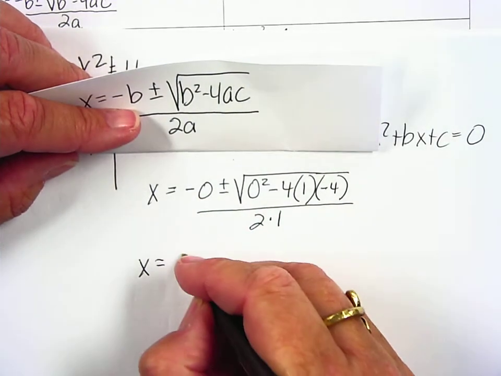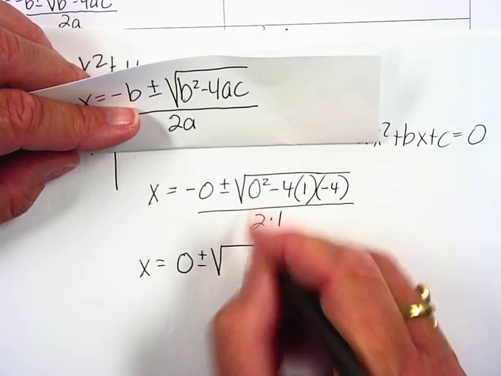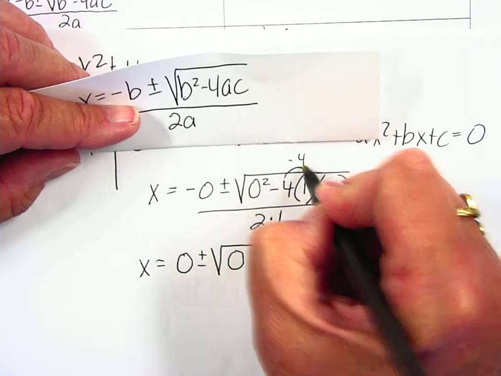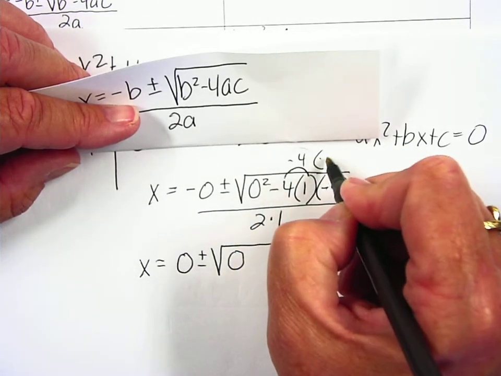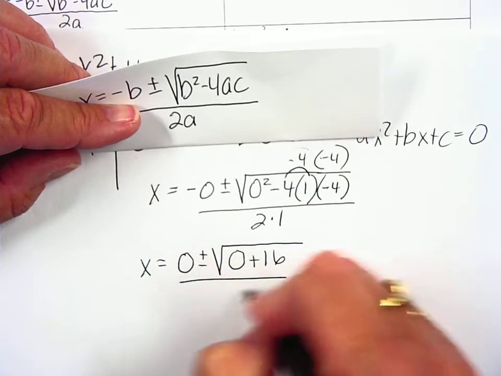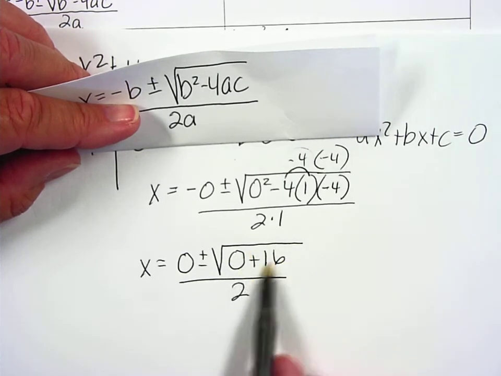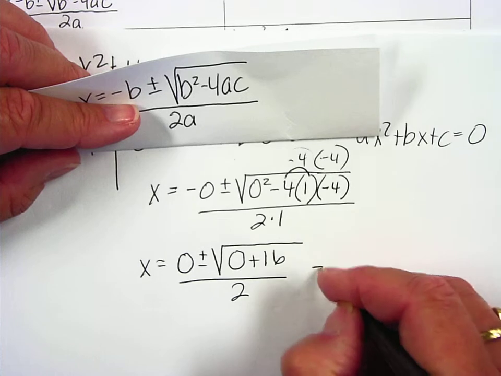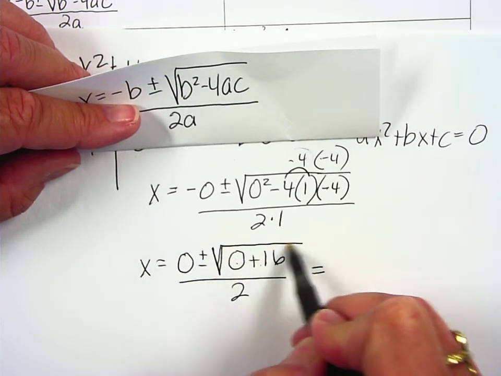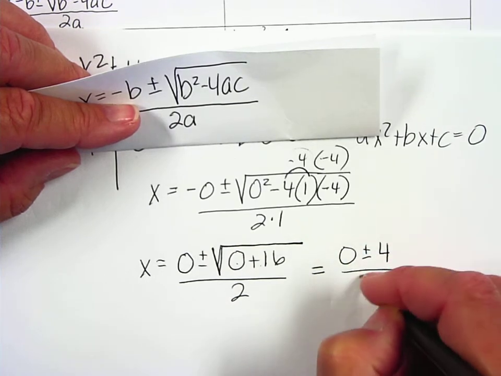So we're not even going to call that negative 0. It's just 0 plus or minus the square root. 0 squared is 0. That's important. Negative 4 times 1 is negative 4, and negative 4 times negative 4 is positive 16, all over 2. 0 plus 16 is 16. Our discriminant's going to be positive, so we know we're going to have 2 solutions. And since 0 plus 16 is 16, the square root of 16 is 4, isn't it? So we're going to have 0 plus or minus 4 all over 2.